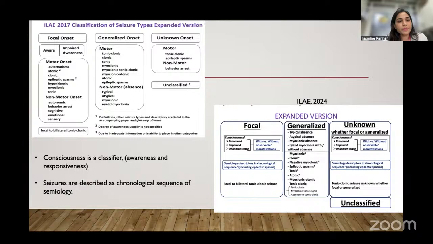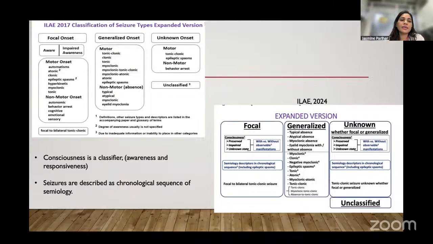But in the 2024 classification, they have removed the term onset. This is because at the onset, sometimes you might not find anything that points to focality, but in the middle part of the seizure you may get one side involved more than the other. So the onset is not the only thing that is important; the whole of the seizure is important, the whole chronology of the seizure. So it is described as a chronological sequence of semiology, not just based on the onset. That is why they have removed onset from the definitions of seizures now.